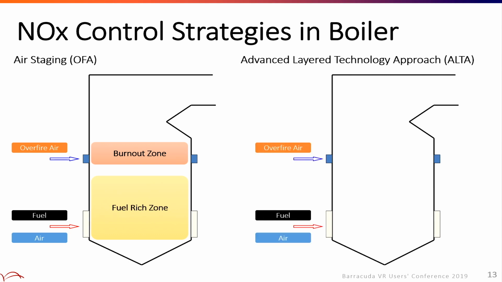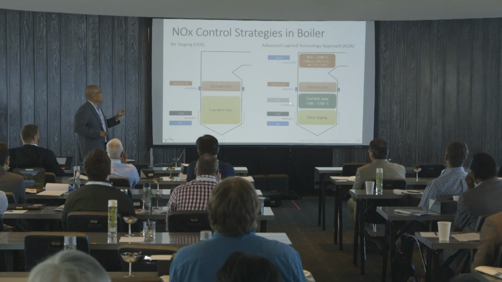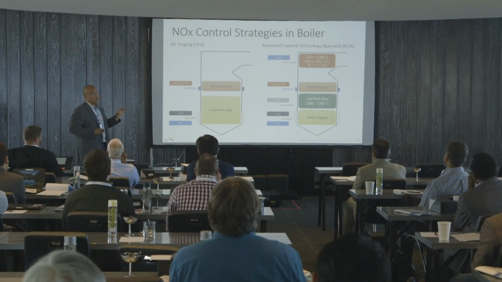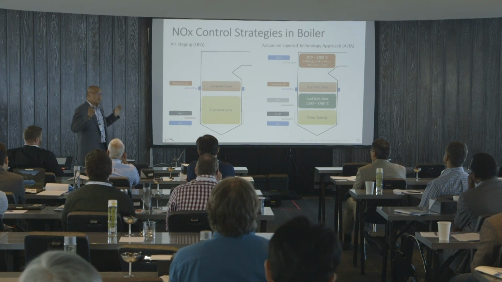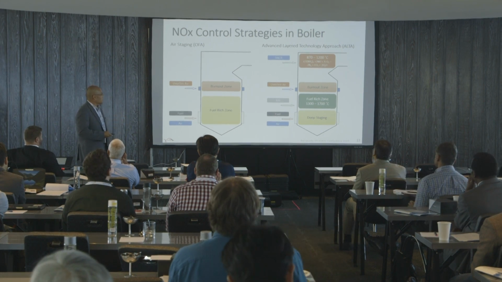Another one is a little bit more complex. It's called the advanced layer technology approach. We have developed this technology with the DOE. In addition to the OFA system, where staging, you add some chemical reagent injection in various locations. RRI is called rich reagent injection, so that you inject a similar compound as used in the SNCR, nitrogen-containing compounds, into a fuel-rich zone. The basic idea is that this is a high-temperature zone, and you can use fast chemistry. Of course, if your RRI reagent meets oxygen, you're screwed. So you're going to form more NO instead of a conversion to N2.